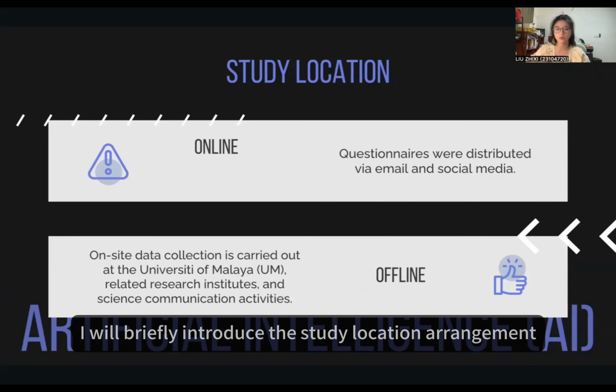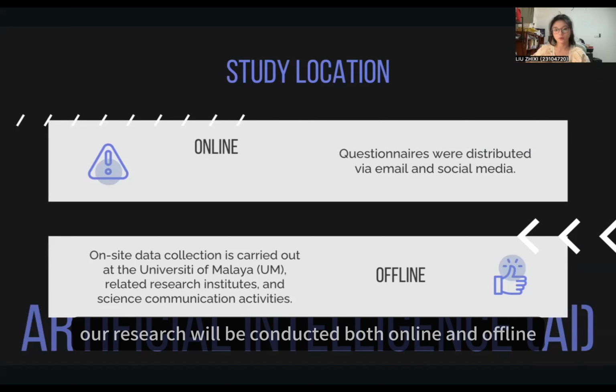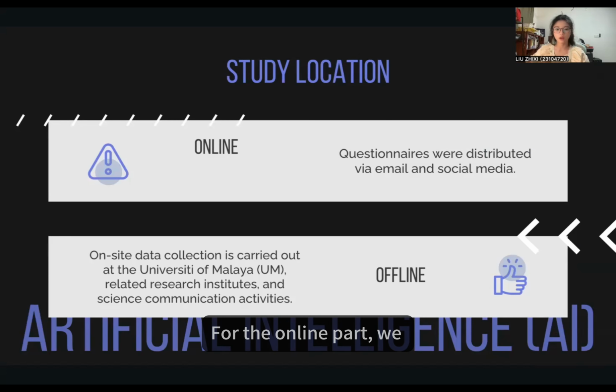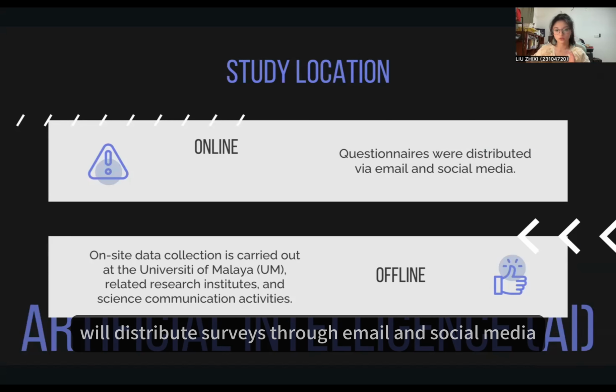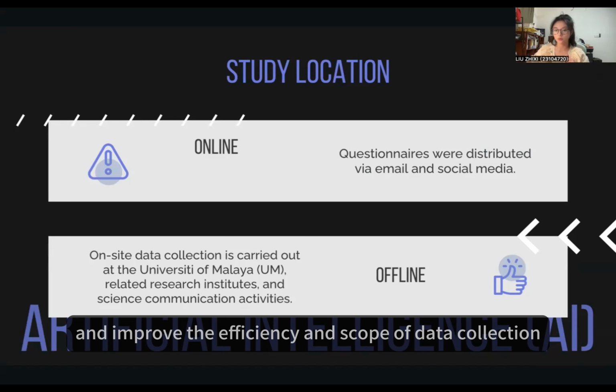Next, I'm going to briefly introduce the research location arrangement. To ensure a diverse sample of participants, our research will be conducted both online and offline. For the online part, we will distribute surveys through email and social media, allowing us to reach a wide audience and improve the efficiency and scope of data collection.